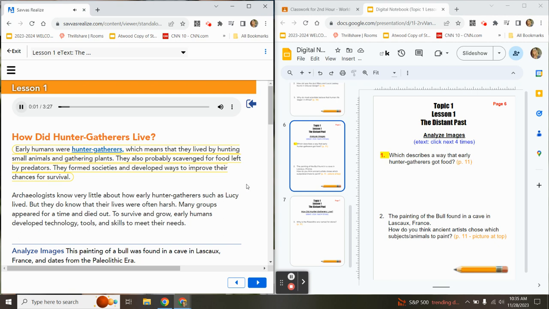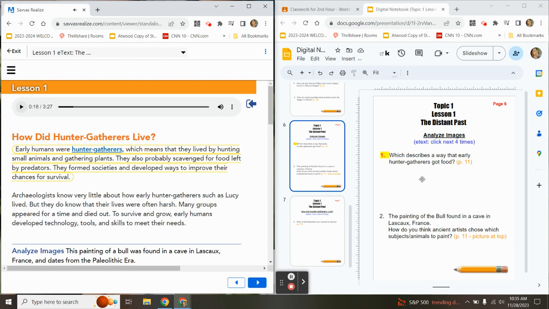How did hunter-gatherers live? Early humans were hunter-gatherers, which means that they lived by hunting small animals and gathering plants. They also probably scavenged for food left by predators. They formed societies and developed ways to improve their chances for survival.